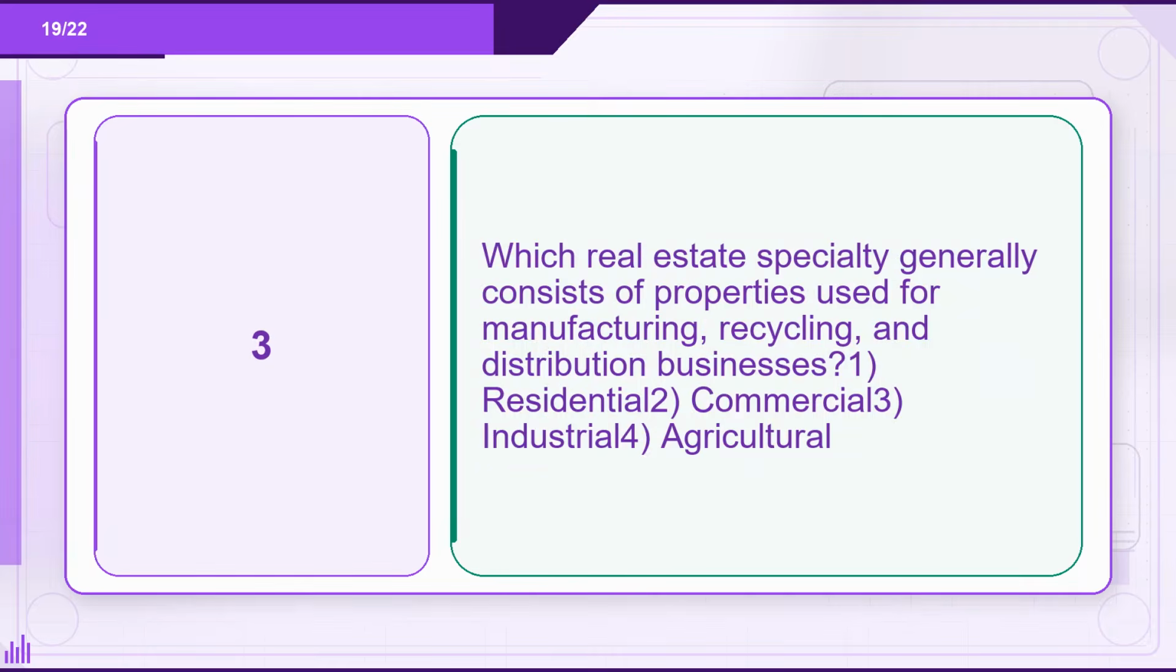Flashcard 19. Term: 3. Definition: which real estate specialty generally consists of properties used for manufacturing, recycling, and distribution businesses? 1. Residential. 2. Commercial. 3. Industrial. 4. Agricultural.